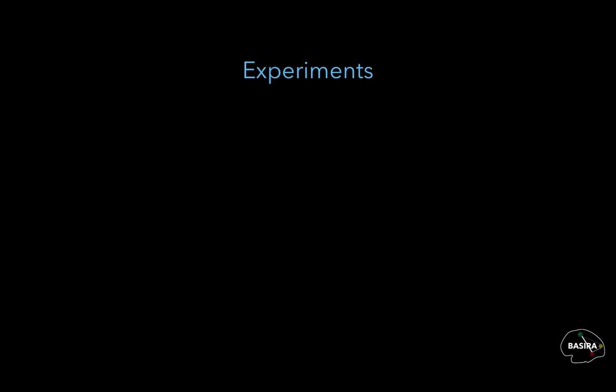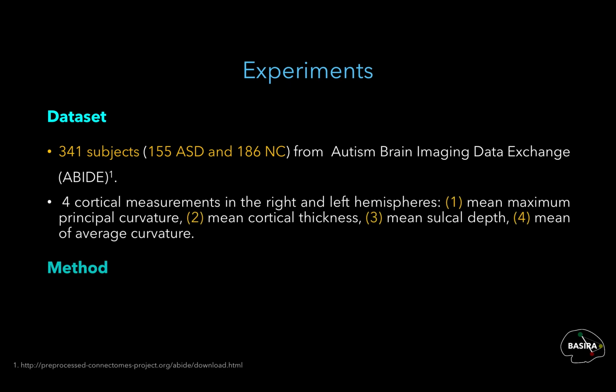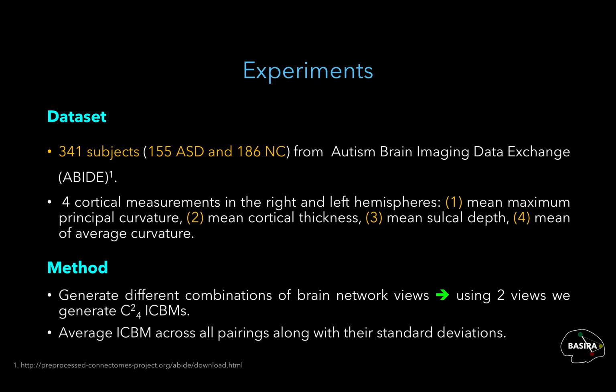In our experiments, we used 155 autistic subjects and 186 normal controls from the ABIDE dataset. We used 4 cortical measurements in the right and left hemisphere: mean maximum principal curvature, mean cortical thickness, mean sulcal depth, and mean of average curvature. We generate different combinations of brain network views. For example, using 2 views, we estimated the C(4,2) combinations to generate their ICBM. Then we average all these obtained ICBMs across all pairings along with the standard deviation to get the final result.